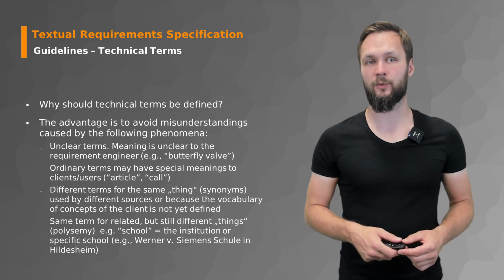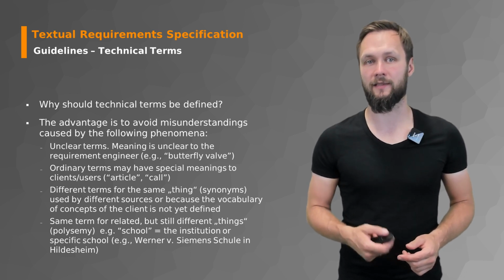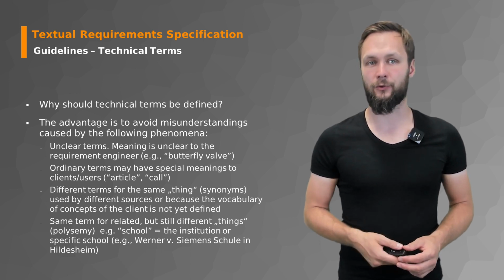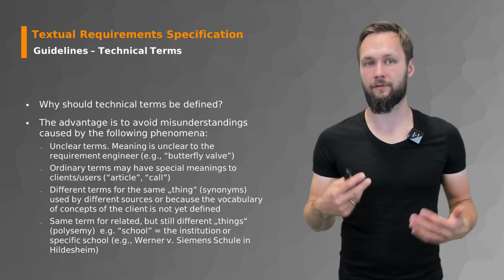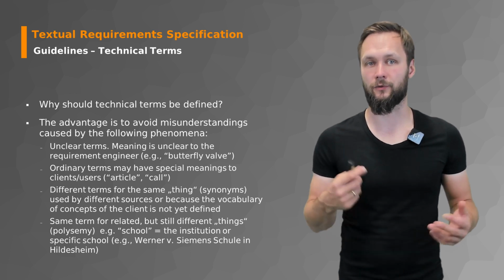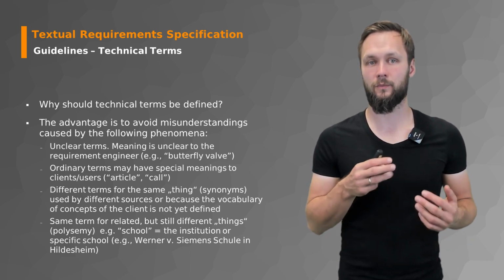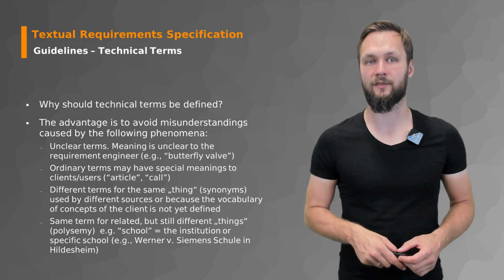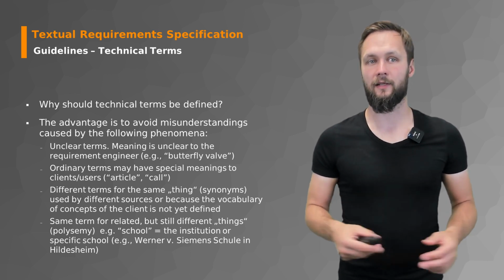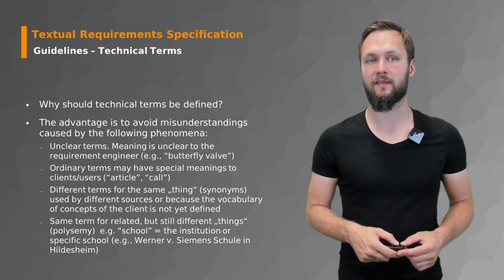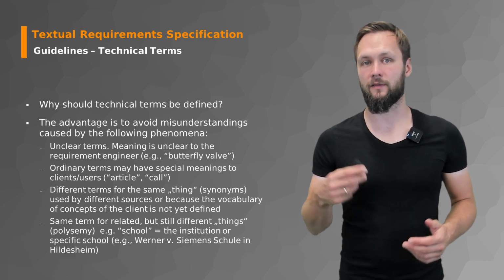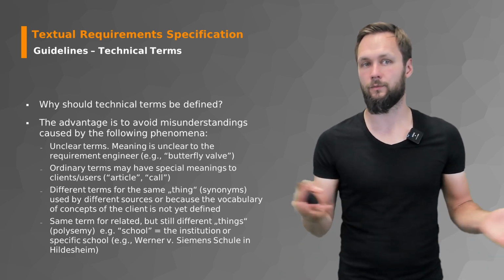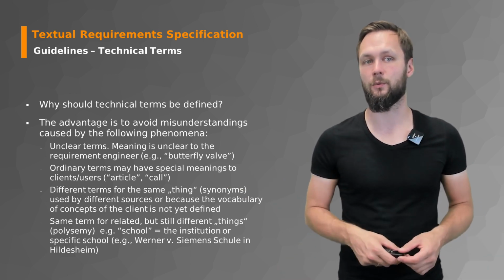Also, ordinary terms may have special meanings to clients or users, like what's an article, what's a call. And different terms for the same thing could be used in the context of synonyms. They could be used by different sources or because the vocabulary of concepts of a client is not yet defined. And there are also same terms for related but still different things. So a school equals the institution or a specific school. So just as an example, the Werner von Siemens School in Hildesheim.